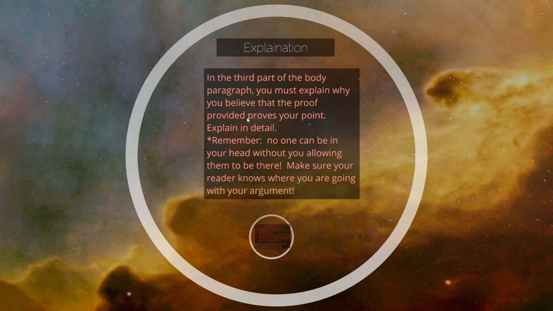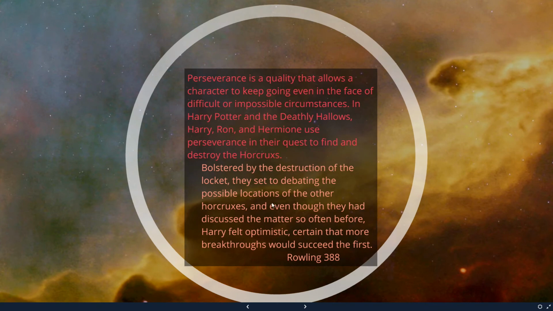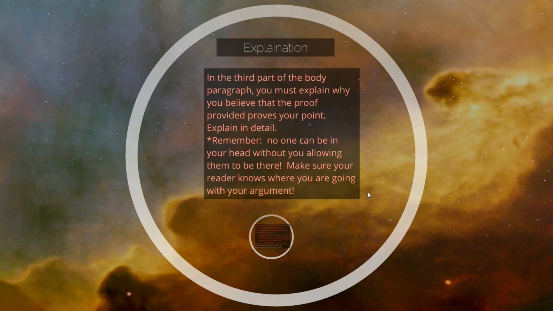And the third part of the body paragraph. So here's the first part of your body paragraph, the second part of your body paragraph. There's already 3 sentences in this particular section here. The explanation: you must explain why you believe the proof provided proves your point. Remember, no one can be in your head without allowing you to be there. Make sure your reader knows where you were going. So you need to write your ideas so that I'm sure to understand where you're going with your point.